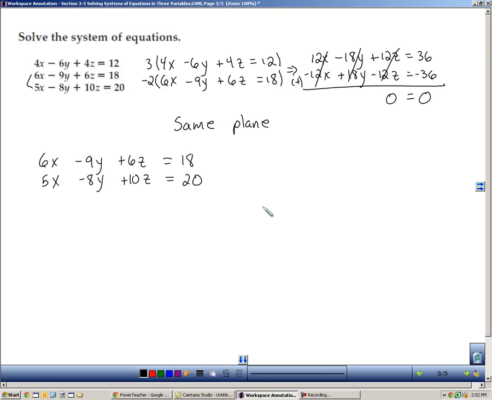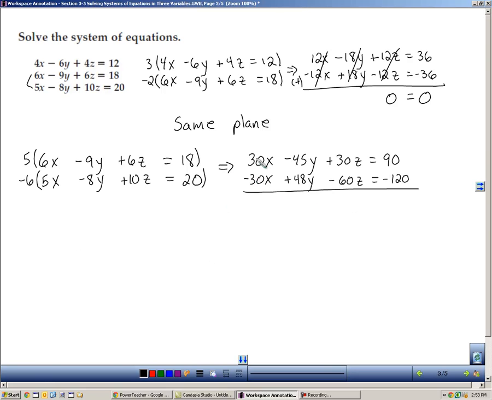Again, it won't matter which variable you eliminate. Let's do the x again. Top by 5 will give me a 30. Bottom by negative 6 will give me a negative 30, and then I could add. So these are my new equations. The coefficients are opposite, so I'll add them. So the x's will be eliminated.